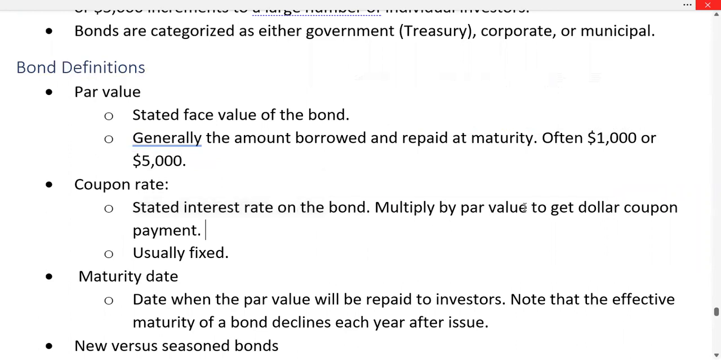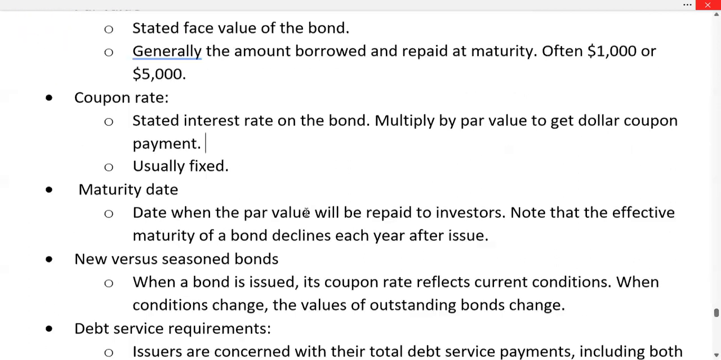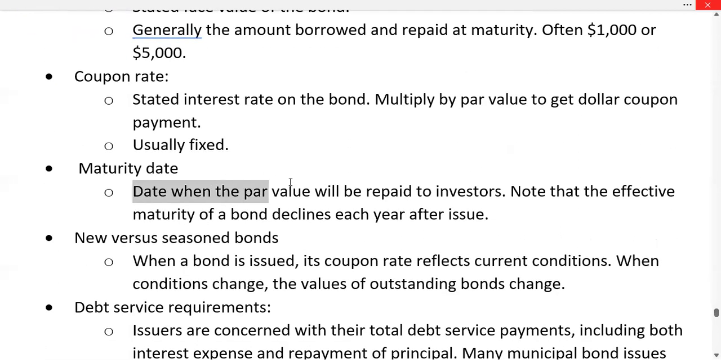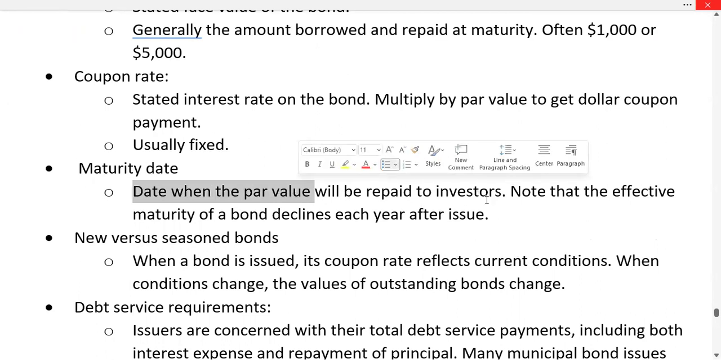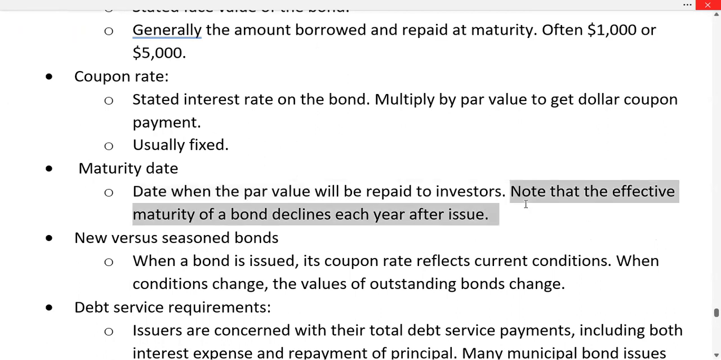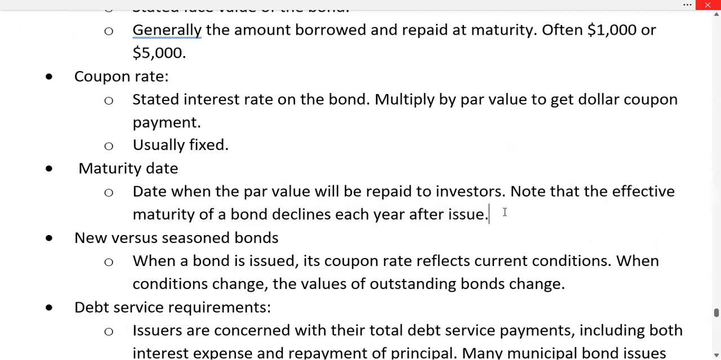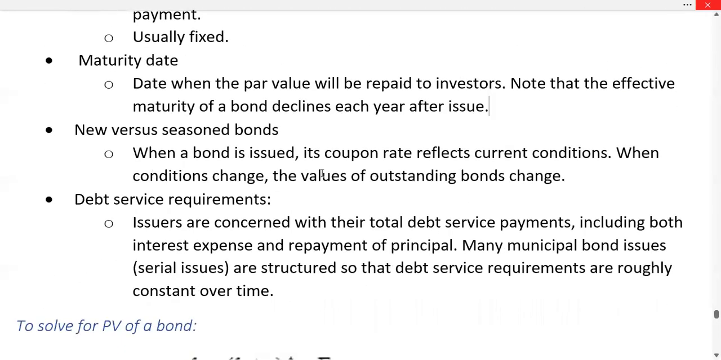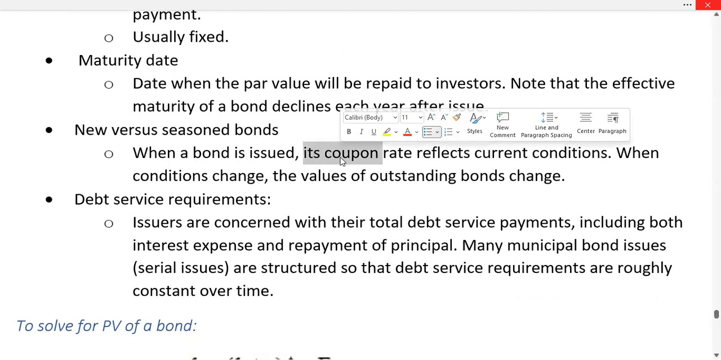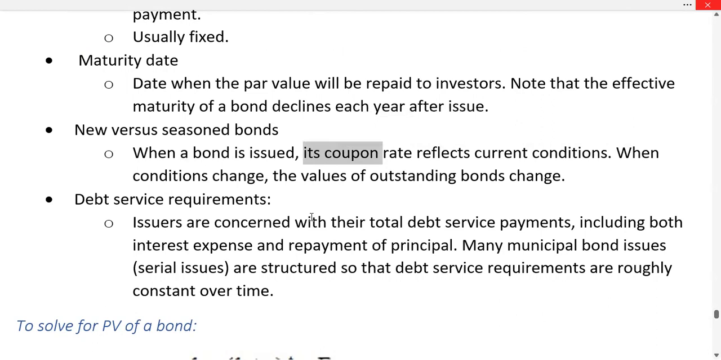This is multiplied by par value to get the dollar coupon payment, and these are usually fixed. Maturity date is the date when the par value will be repaid to investors. Note that the effective maturity of a bond declines each year after issue. There's also new versus seasoned bonds. When a bond is issued, its coupon rate reflects current conditions. When conditions change, the values of outstanding bonds change.